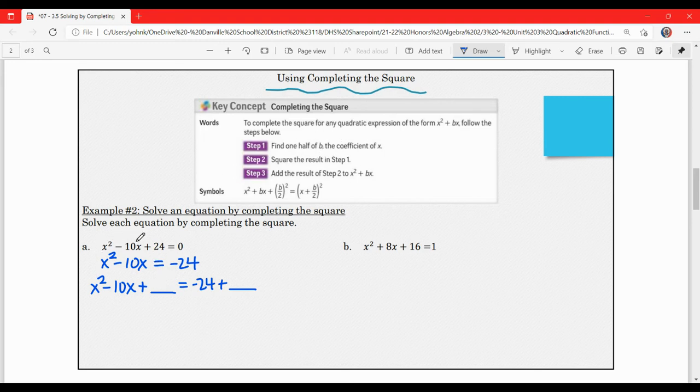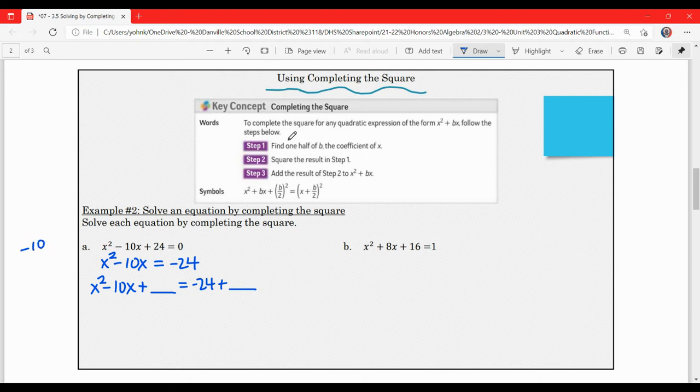See, x squared minus 10x plus 24 is not a perfect square trinomial. I can't find a number that multiplies by itself to get 24 and adds to get negative 10. It's not possible. So we're going to make there be a perfect square trinomial on the left side of the equation. So we're going to take the middle term, the b value, which is negative 10.